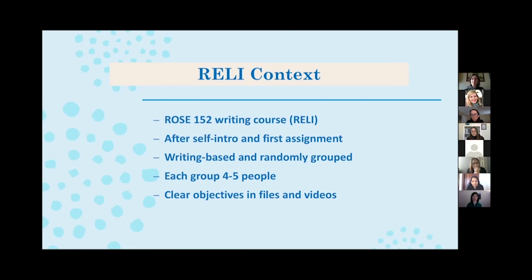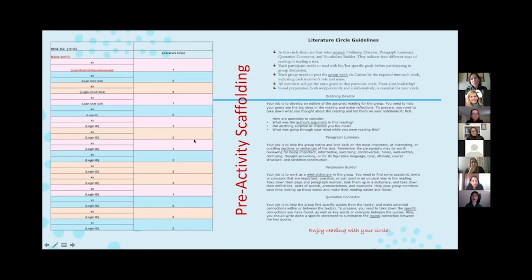So I grouped them in circles of four or five people. This is what they prefer. And I also explicitly explained the objectives regarding this literature circle in written documents, and also in my videos and class meeting recordings. So these are the two files I provided to the students before they went into the literature circle activity. When we look at this right file, this guidelines document basically works as a kind of pre-activity scaffolding.